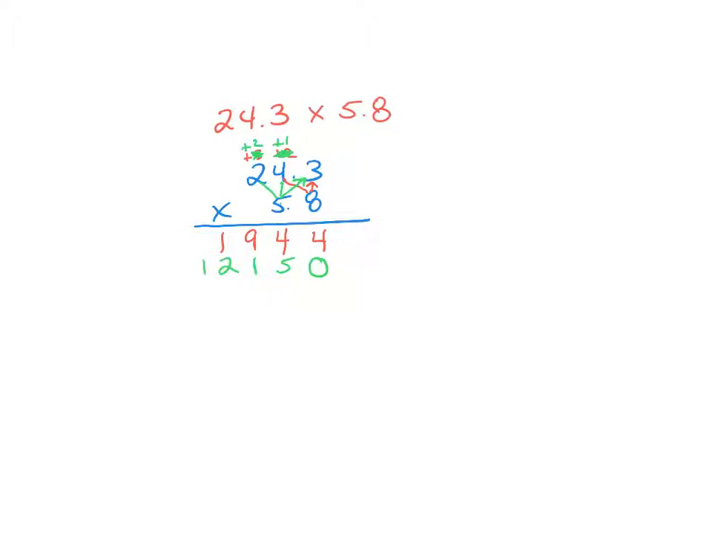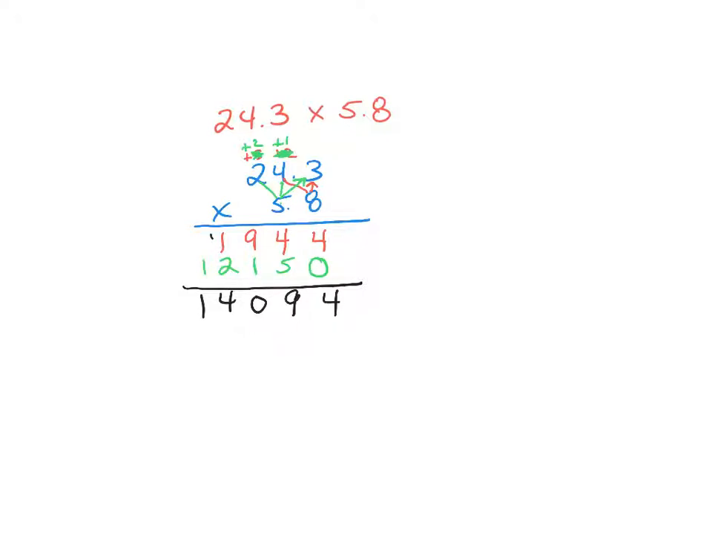So that next line is 12150. Now I'm going to go through and add up my digits. So I have a 4, a 9, this gives me 10, 2, 3, 4, and 1. I have 14094.